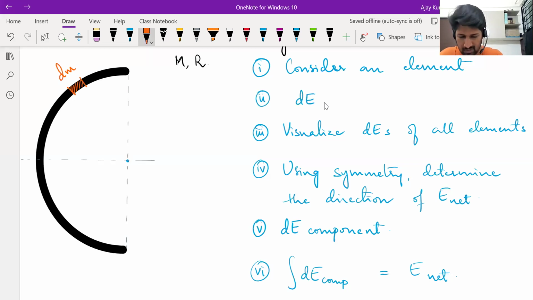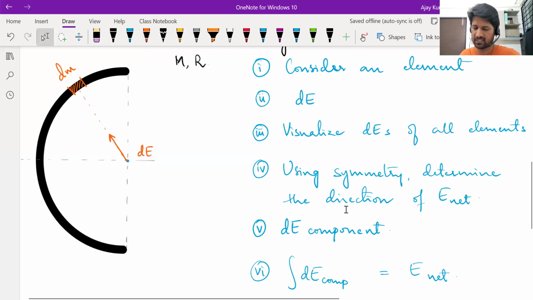This mass dm will produce some gravitational field at the center. Can one of you tell me the formula for gravitational field produced by a point mass at a certain distance from it? Field produced by a point mass. So G dm by r square. If the mass is dm, G dm by square of the distance. Okay, so considering element is done.